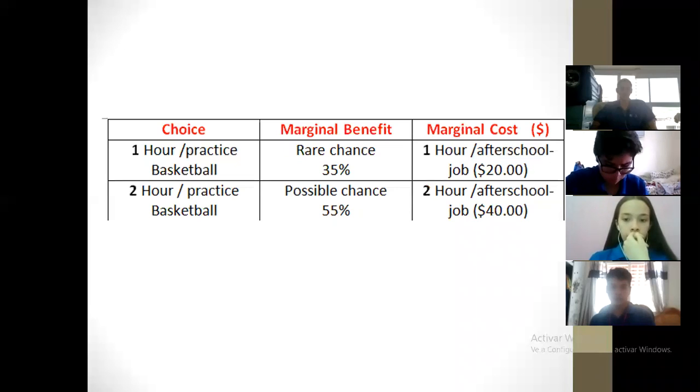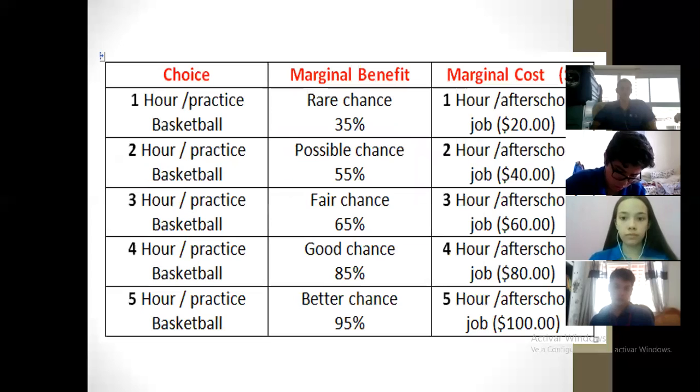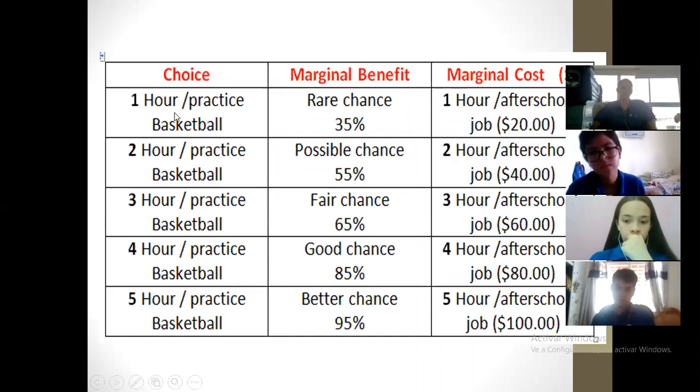Okay, we have 8 minutes and have to go faster. So I created something like this, Natalia. The first hour. Oh, sorry. If he only dedicates 1 hour, his possibility to enter is going to be a very rare chance. 2 hours, possible chances. 3 hours, fair chance, and I gave him a percentage over here. And 4 hours, a good chance. Definitely, if he dedicates all 5 hours to practice, he gets 95%, he really is going to enter that basketball team.